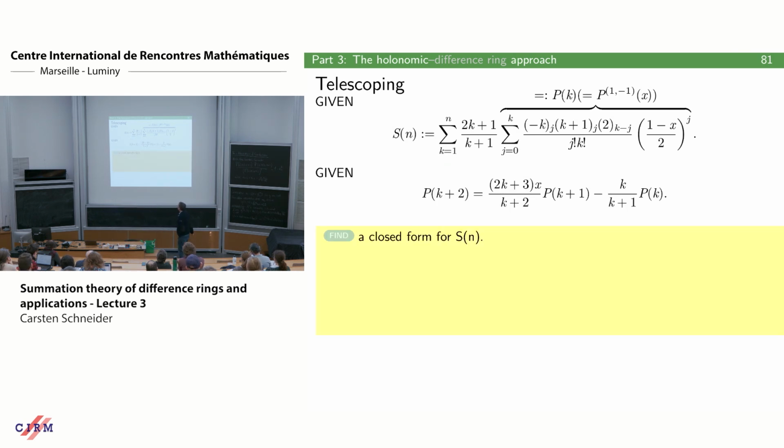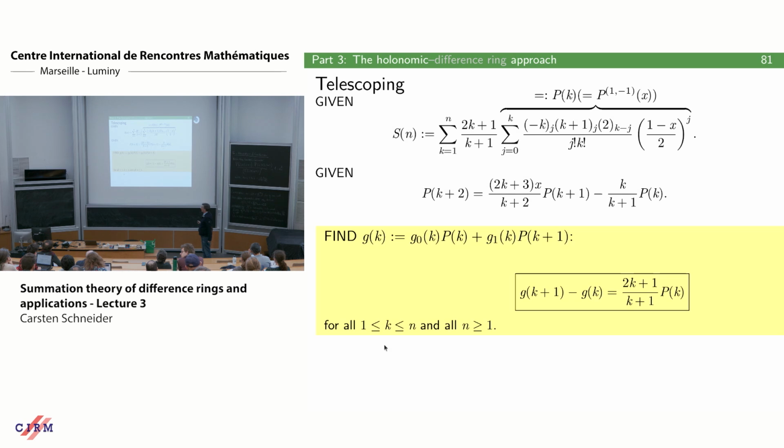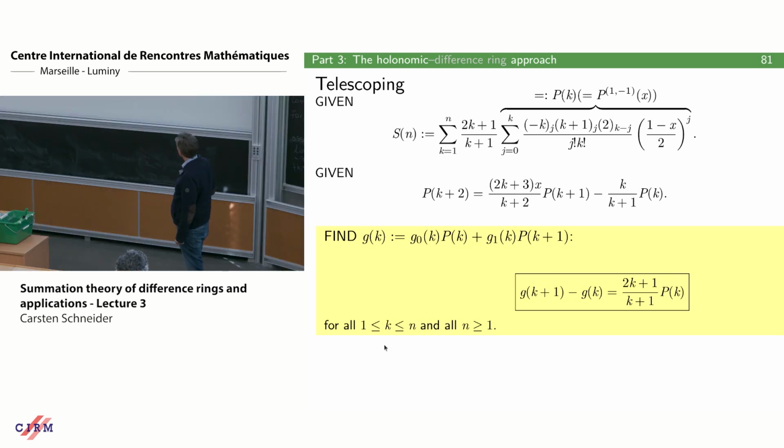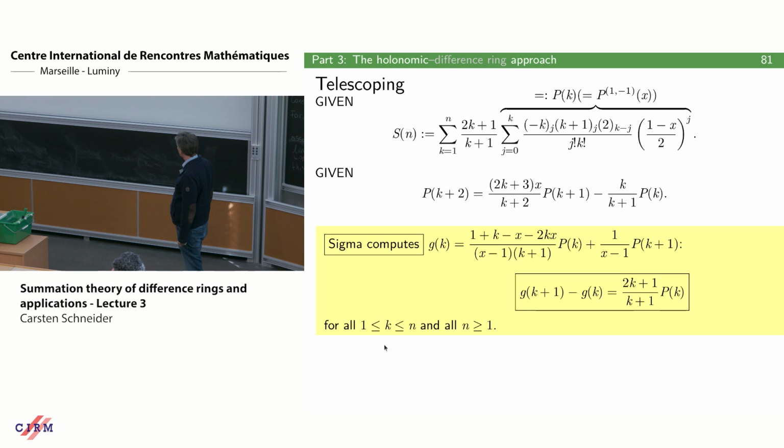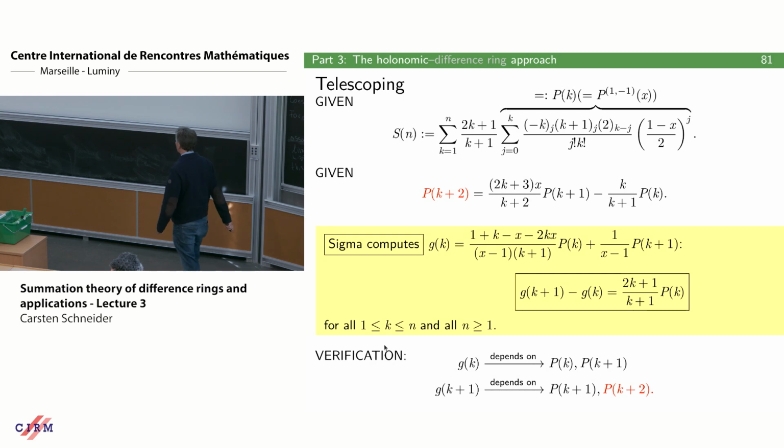Okay, so we want to find a closed form. I just make again the ansatz of telescoping. I look for a G such that this property holds. Sigma computes G_k in this form. If you don't trust it, you can plug it in. You can note G_k depends on this. G_{k+1} depends on p_{k+1} and p_{k+2}. But p_{k+2} can be simplified to p_k and p_{k+1}.